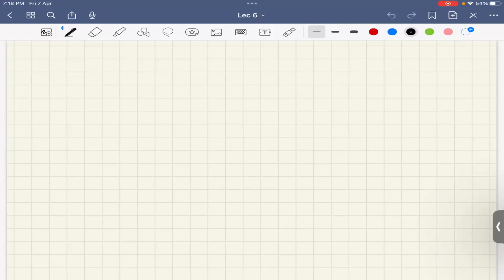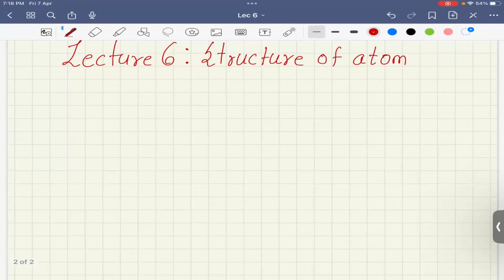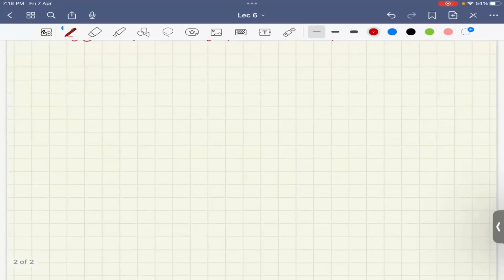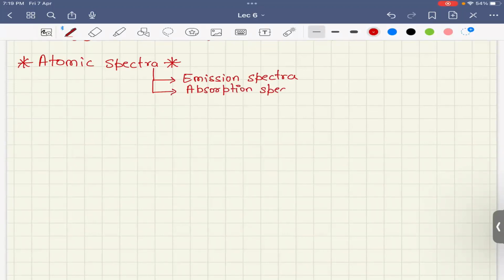So let us start. First let me write down. This is lecture 6, structure of atom, right? In today's class we are going to study atomic spectra. The first one would be emission spectra and the other would be absorption spectra, right?